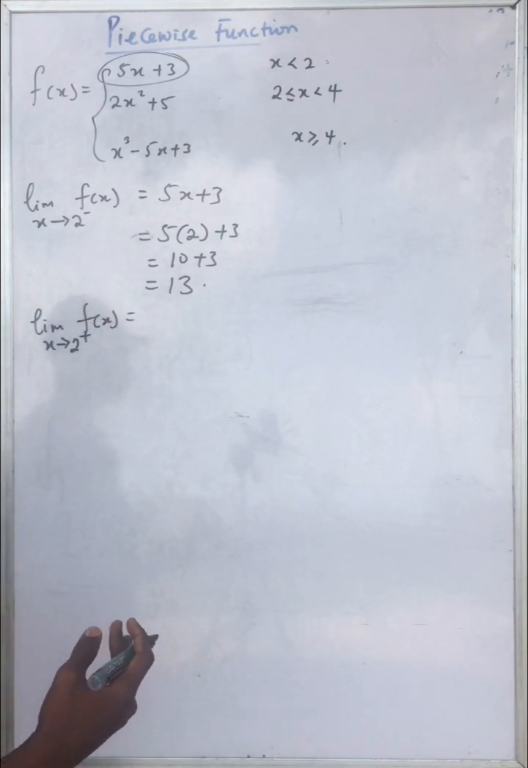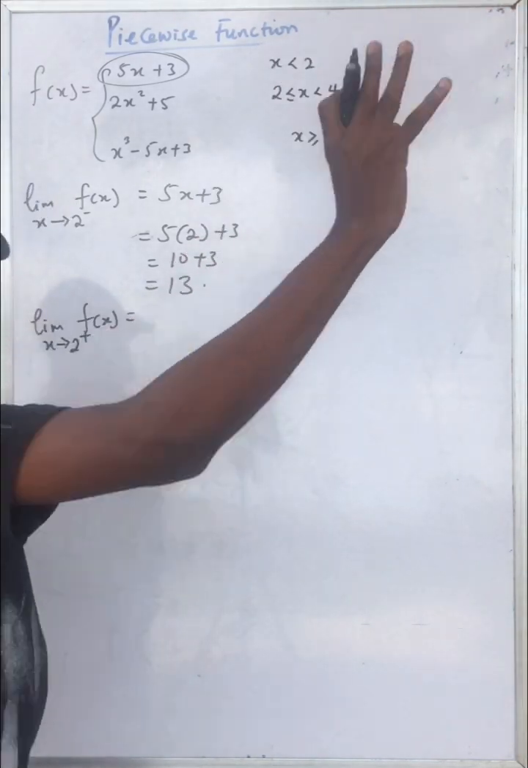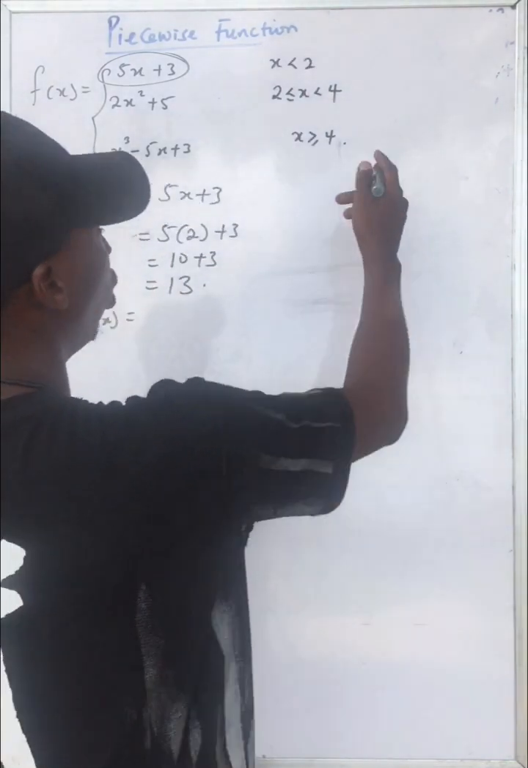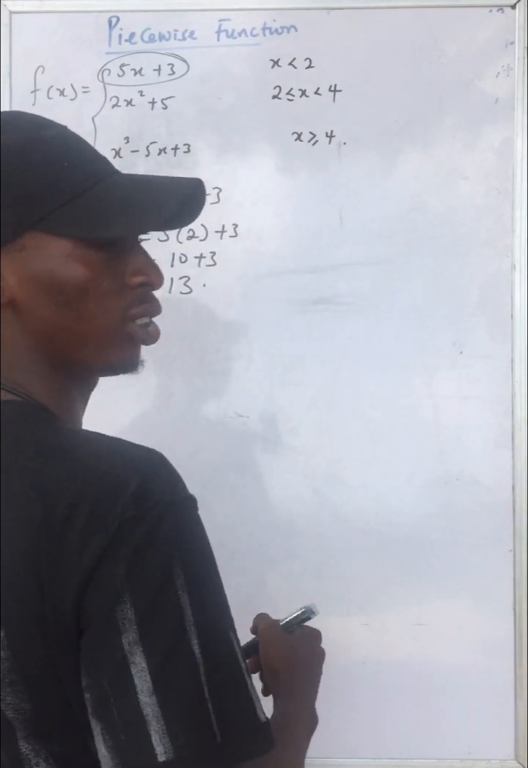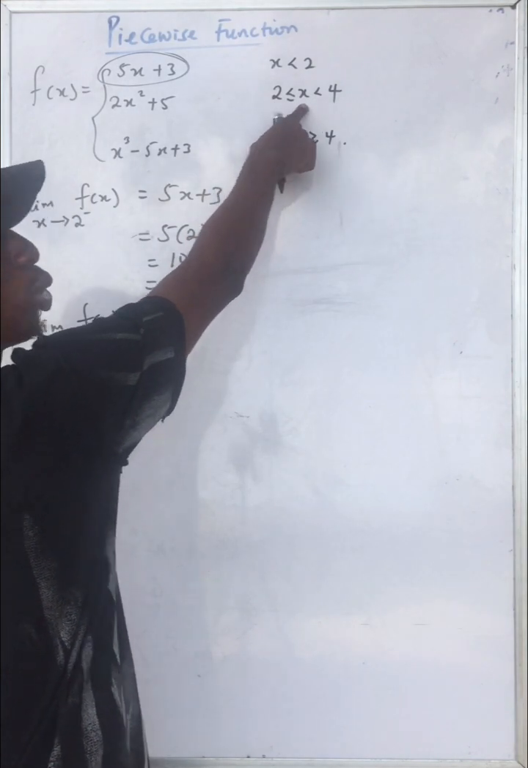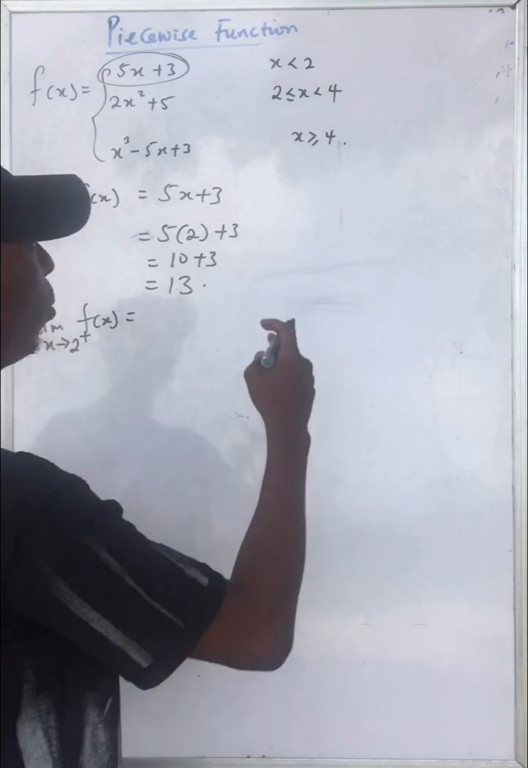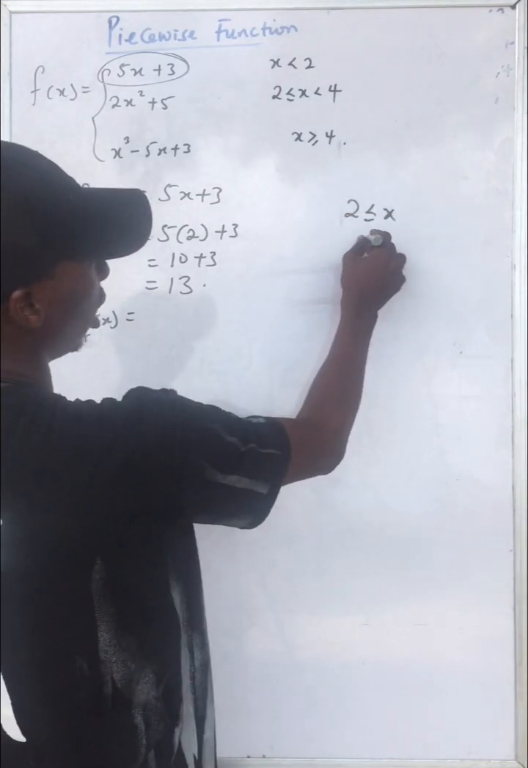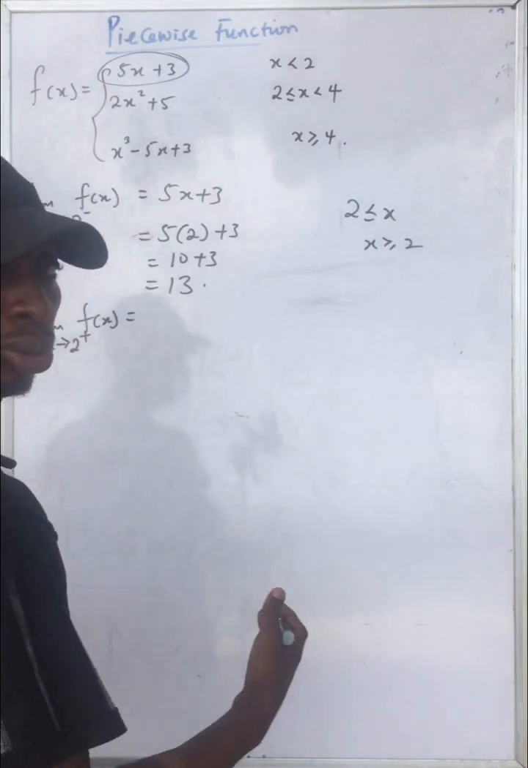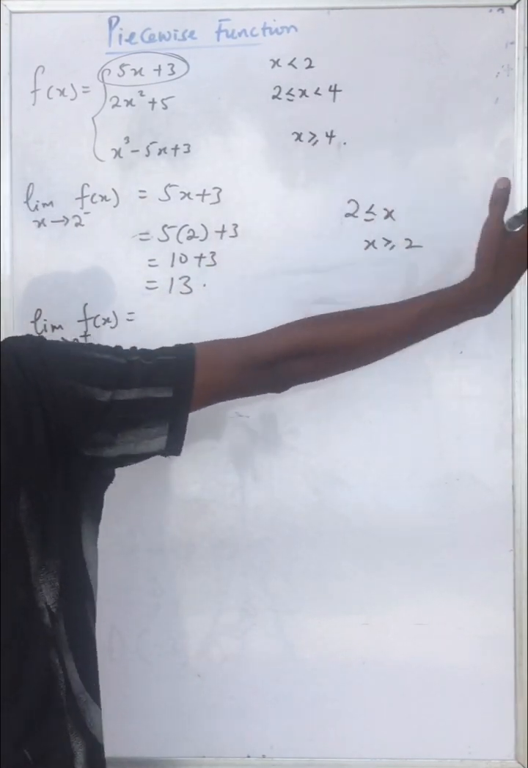Limit where x approaches 2 from the right. You understand now? Remember, this piece is x less than 2, so it can only cover values approaching 2 from the left. But look at this interval here: 2 less than or equal to x less than 4. If 2 is less than or equal to x, then x is greater than or equal to 2. So we have 2 point something, which means x is approaching 2 from the right here.